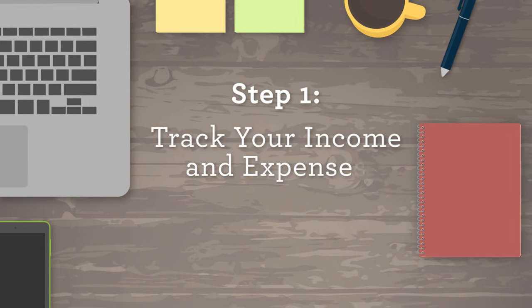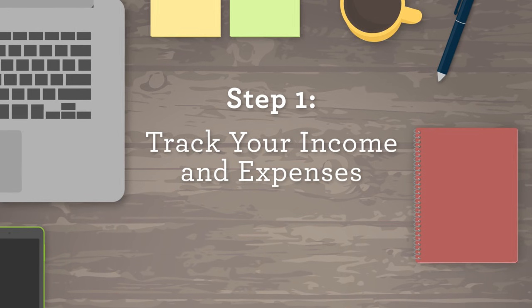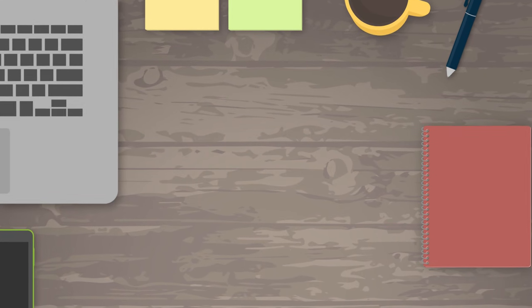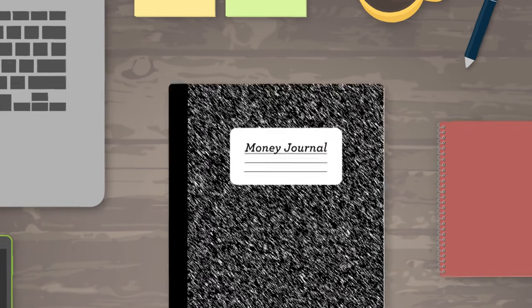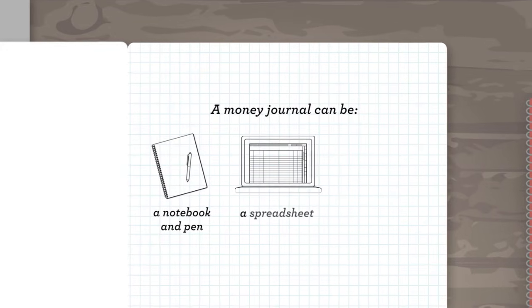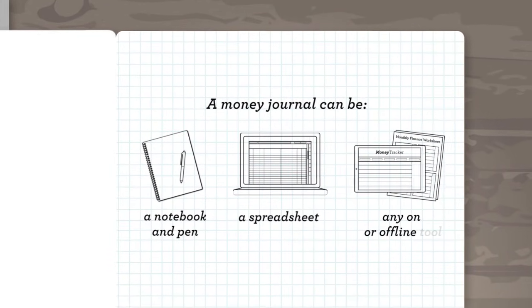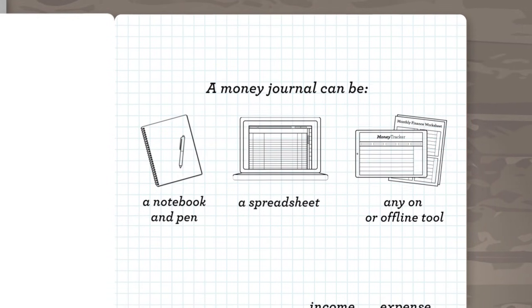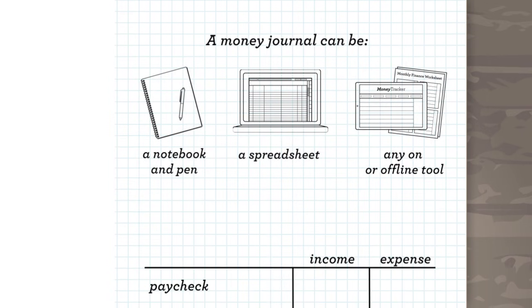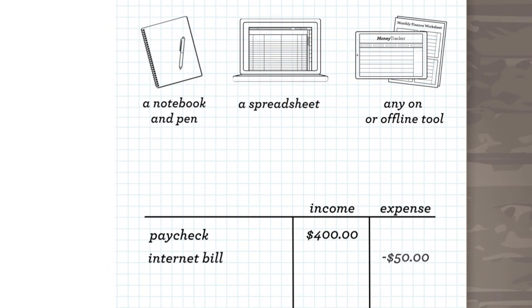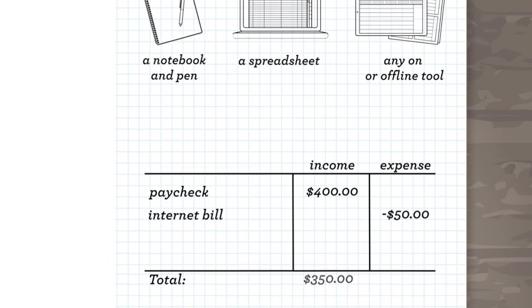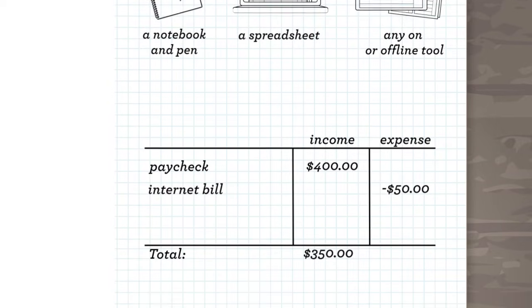Step 1. Track your income and expenses. It's time to do a little journaling. Not the Dear Diary type, but the kind that deals with numbers. Tracking your income and expenses is best achieved with a money journal. A money journal can be a notebook and pen, a spreadsheet, or any on or offline tool that works for you. Every time you receive money, note that as income. Every time you spend, note that as an expense. Voila, step 1 is done.